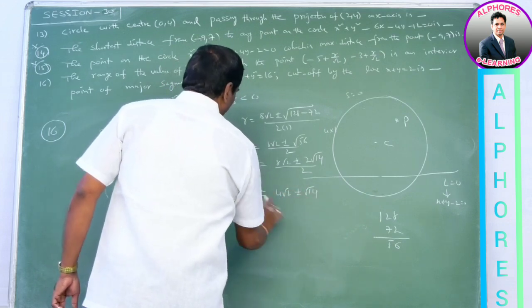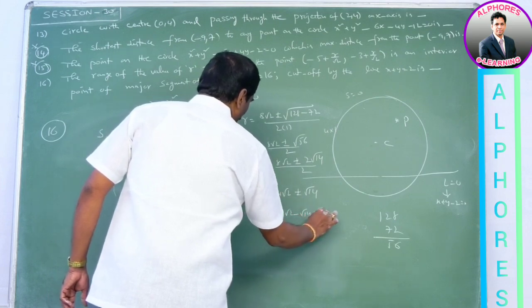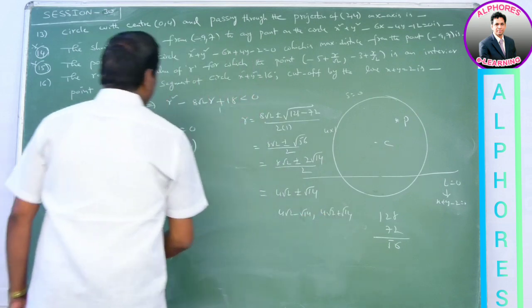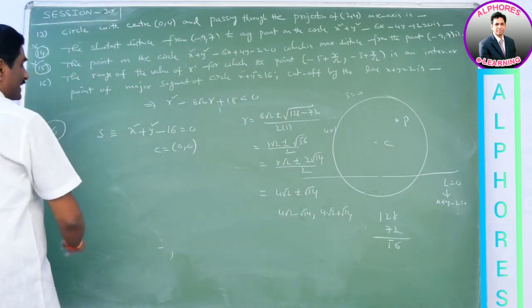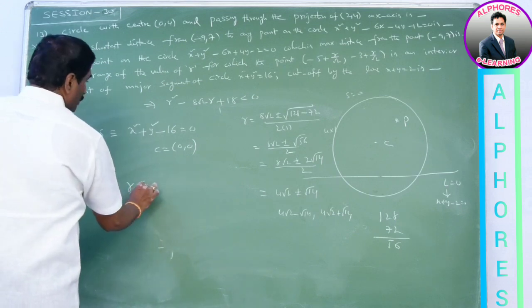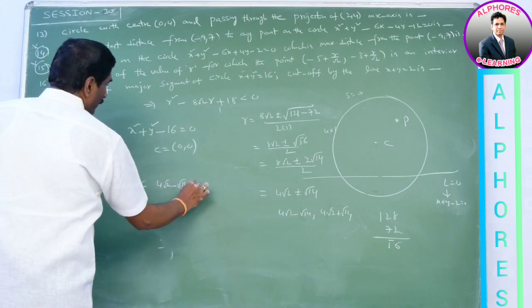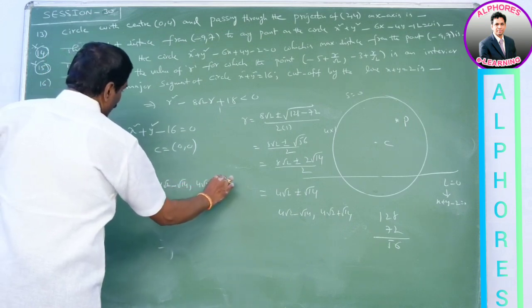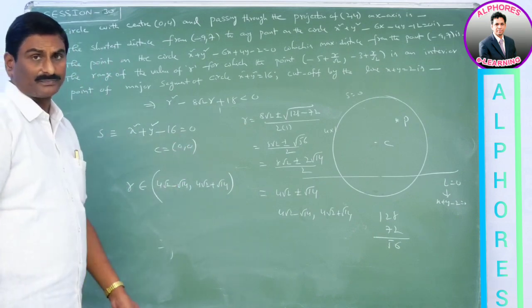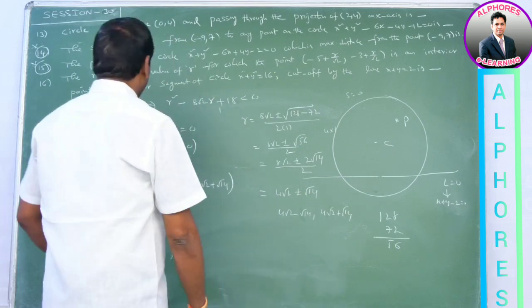The roots are 4 root 2 minus root 14, comma, 4 root 2 plus root 14. That means the value of x lies in the interval. The value of x is nothing but r. R belongs to 4 root 2 minus root 14 to 4 root 2 plus root 14. It is the range of r in the first case. Okay, next.